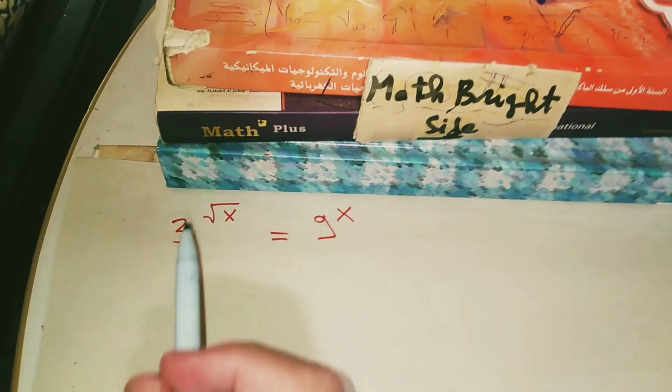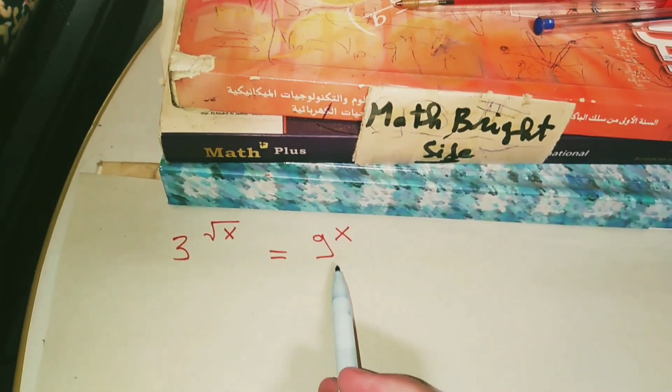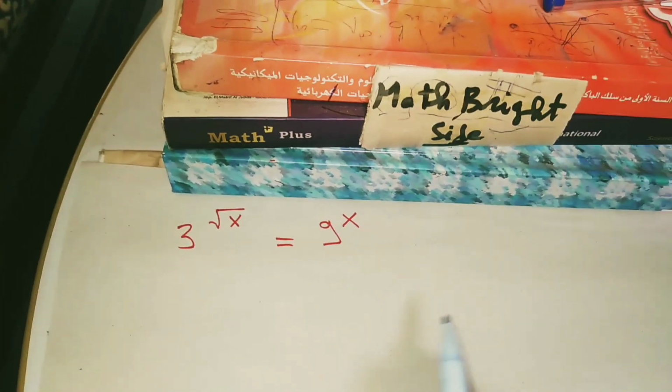Hello everyone, 3 power square root of x is equal to 9 power x. What is the value of x?